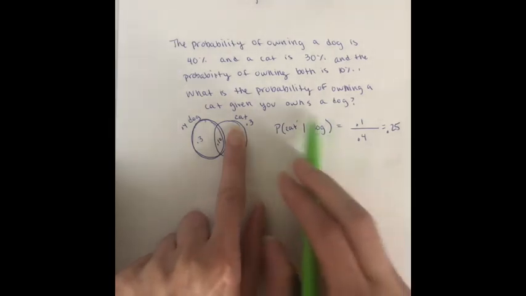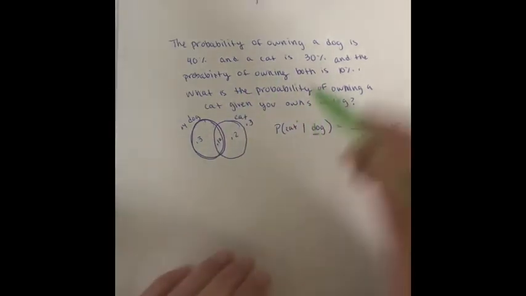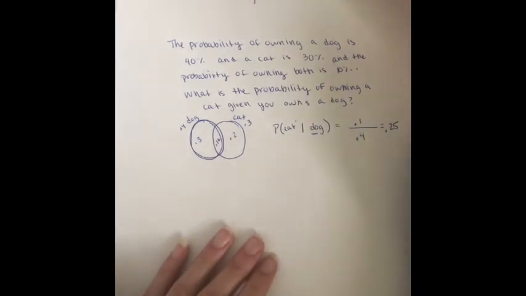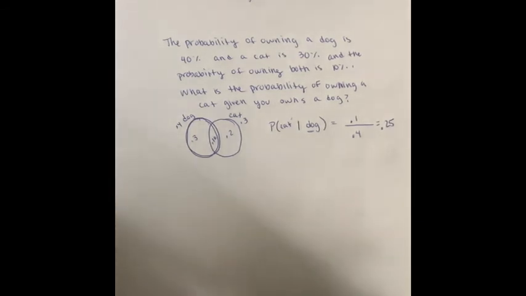Okay, so you can see conditional probability really in any format. It's just this understanding of the given being our denominator and the numerator being where they come together, that intersection. Okay, that's everything on conditional probability. Good luck.